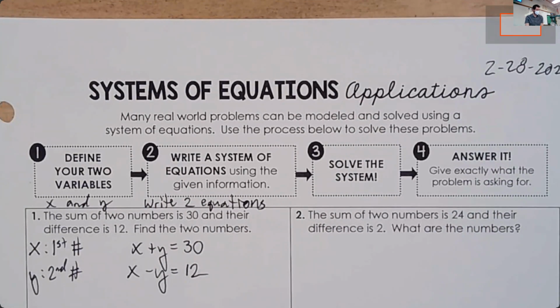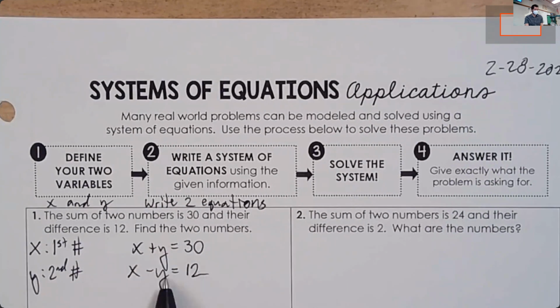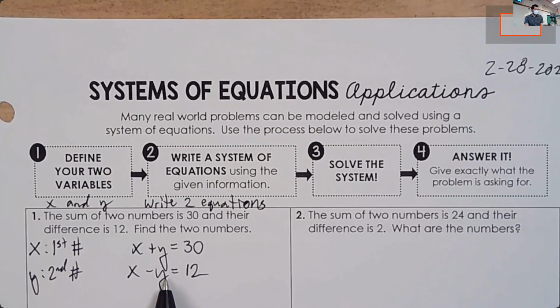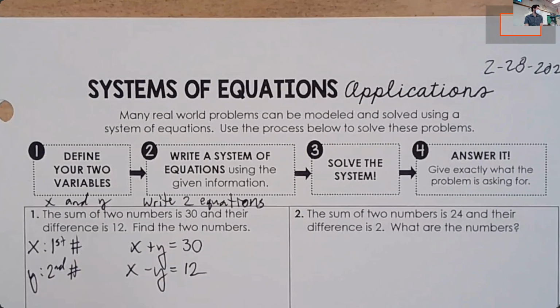Find the two numbers. So taking a look here, this is our system of equations. Which method would you prefer to use here, substitution or elimination? Yeah, I would say elimination is a good one here because this sets up really well for elimination.